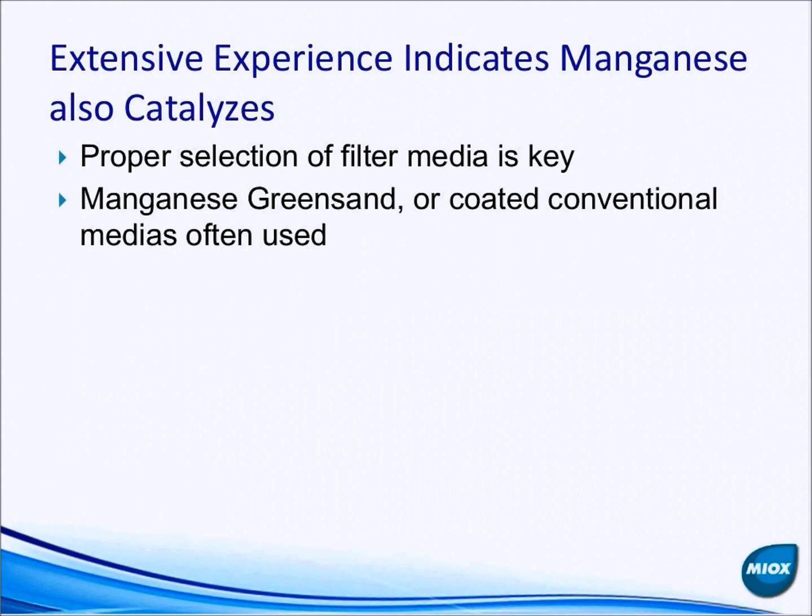Potassium permanganate will react with it much more quickly. However, manganese also will catalyze in the presence of manganese hydroxide or manganese coating basically on medias. So what people often use is media either called manganese green sand, or you can coat conventional medias as well with the manganese coating to give you that catalyzed or autocatalytic reaction as well.